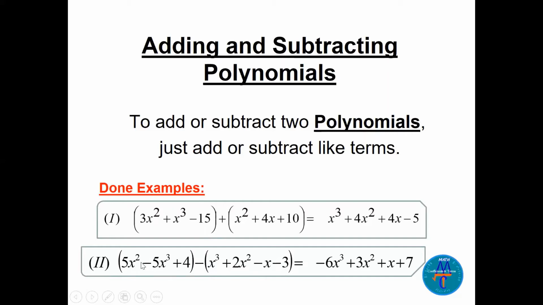So squared here, let's go for the cube. The cube is the highest power, minus the cube. So minus 5x cubed, minus x will be minus 6. Squared, 5x squared, minus 2x squared, so it will be 3x squared. Here there is no x, minus with the minus becomes plus x. 4 minus minus 3 is 7. That's the answer here. You can do it again, please, and review it.